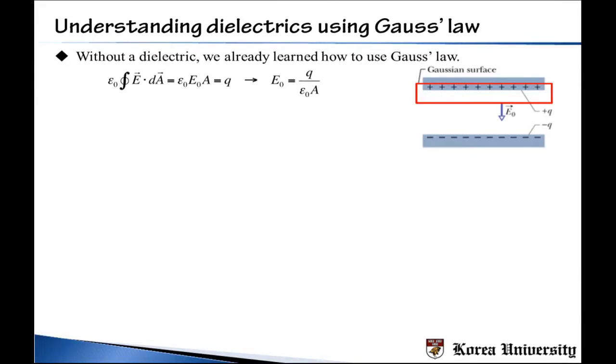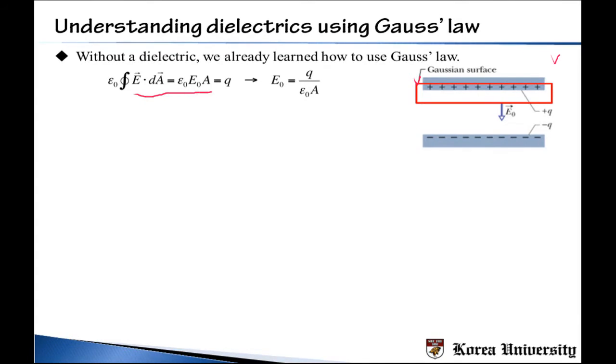Then we will quantitatively discuss how dielectrics can change the capacitance. We will first consider the case without dielectrics, and this is what we have already done. There we used the Gauss law, so let's try again. This is the parallel plate capacitor here, and we have the Gaussian surface marked by red lines. Then let's use the Gauss law.